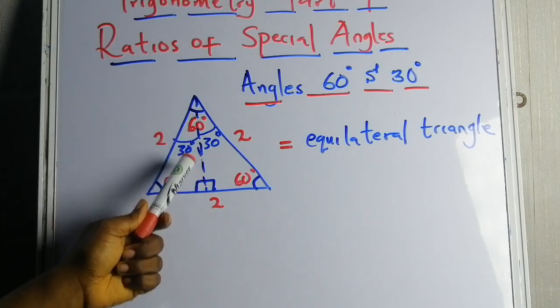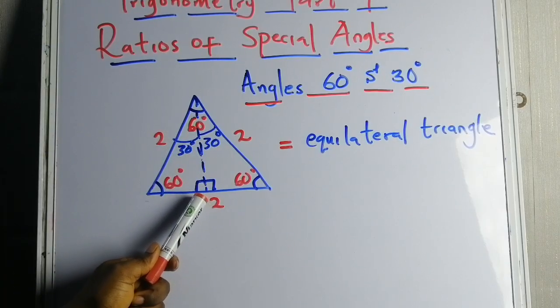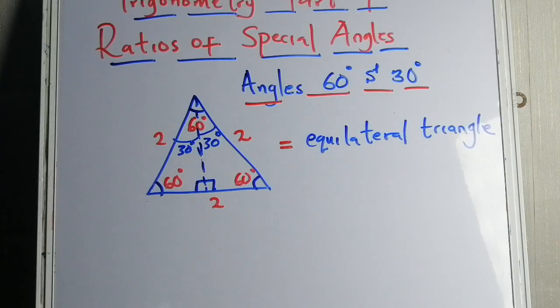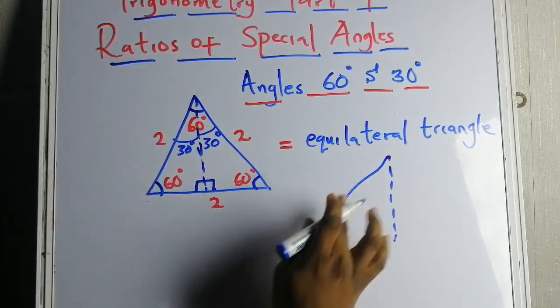When this straight line divides the angle into two, it is a vertical line meeting a horizontal line, and like I said, it forms a right angle triangle. A horizontal line meeting a vertical line is automatically a right angle. In order not to waste much of our time, all we need to do is come here and have that particular sketch. So this is the broken line that divides the 60 degrees.